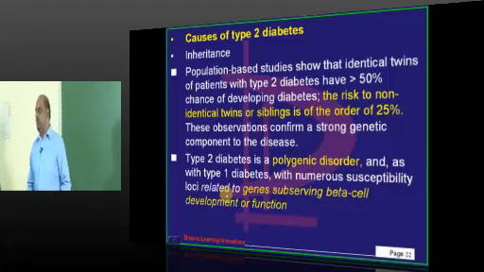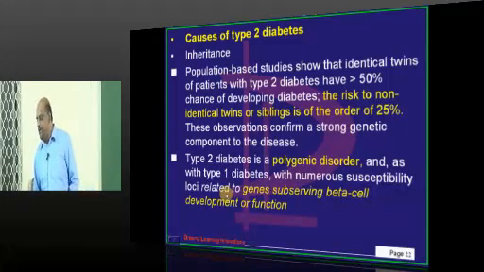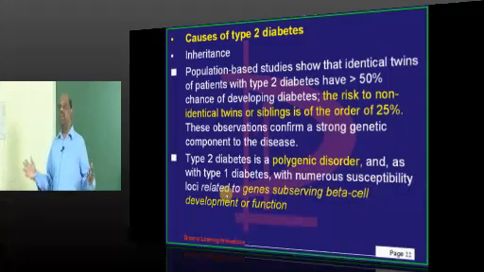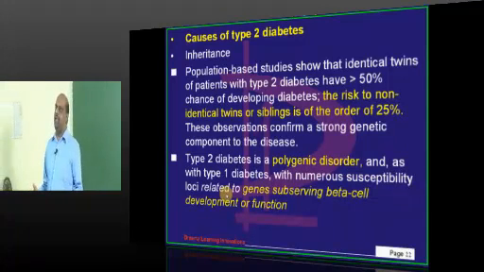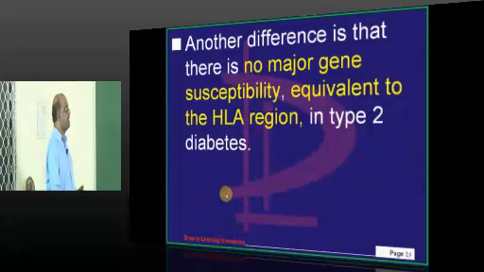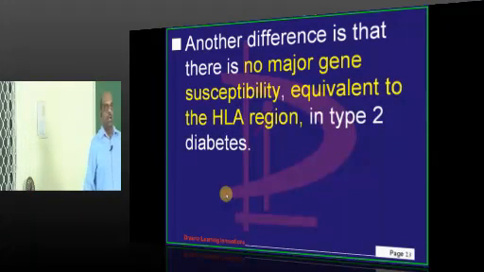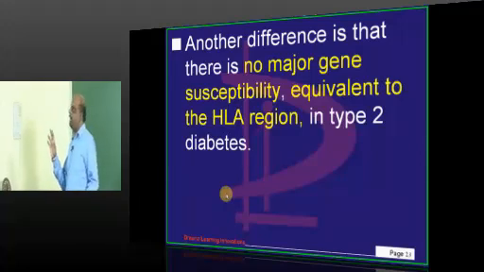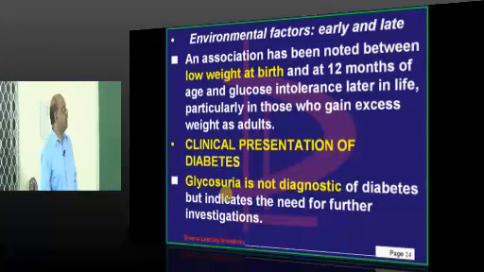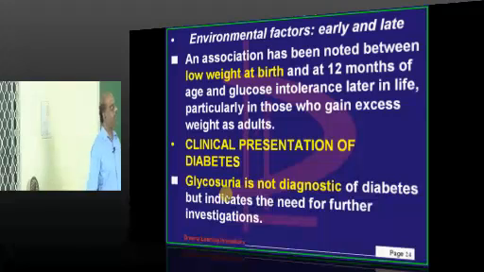If you look at type 2, it is a polygenic disorder. There are multiple genes which will ultimately decide the outcome in the form of type 2 diabetes. And unlike type 1, which has an HLA association, type 2 doesn't. That is the take-home message.